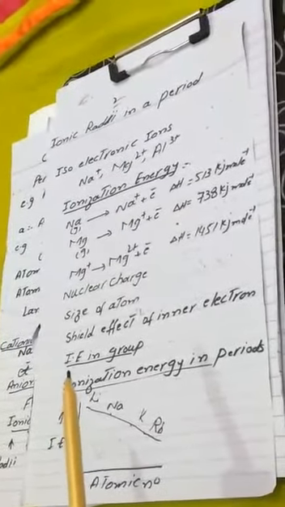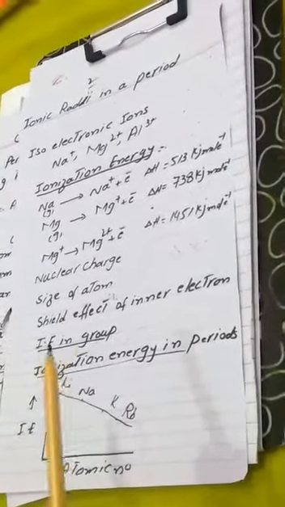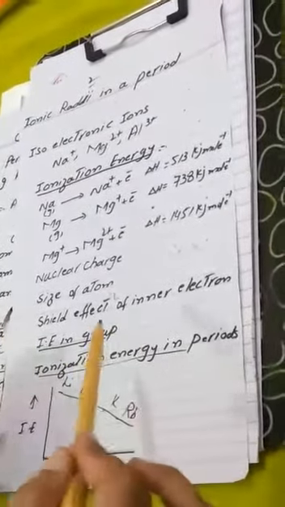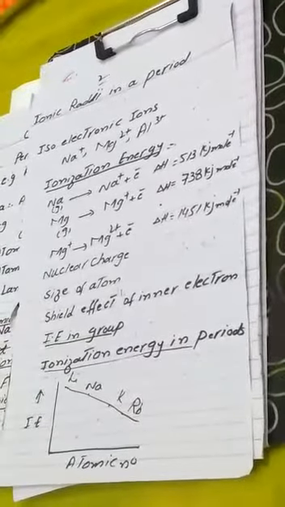Ionization energy in groups. Ionization energy decreases from top to bottom of a group. The reason is that from top to bottom nuclear charge goes on increasing, more extra shells are added, and shielding effect of inner electrons increases. That's why the distance between the nucleus and outermost electron increases, so the force of attraction between nucleus and outermost electron decreases. That's why ionization energy value decreases in groups.